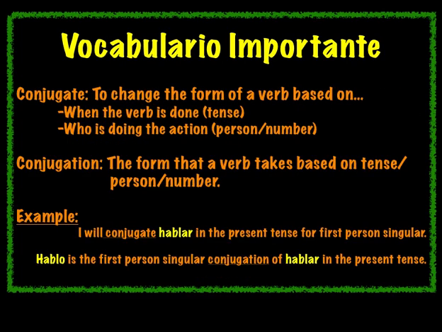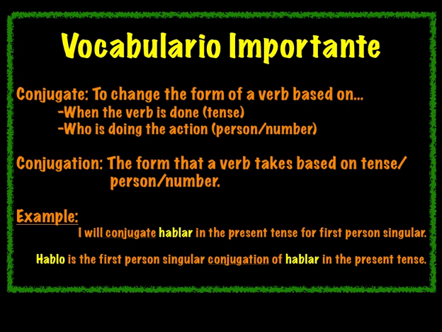Vocabulario importante. Important vocabulary. Let's go over this vocabulary, which will be important in this lesson. Conjugate. Conjugate is a verb. It means to change the form of a verb based on when the verb is done. That's called tense. And who is doing the action. That's called person and number. Conjugation is a noun. It means the form that a verb takes based on tense, person, and number.